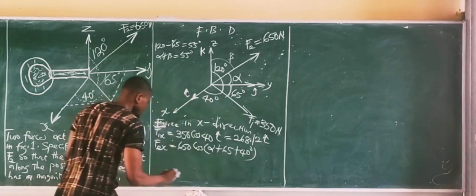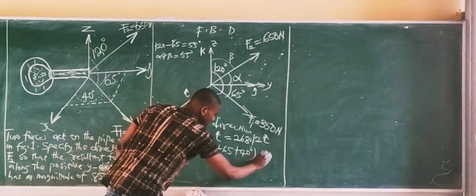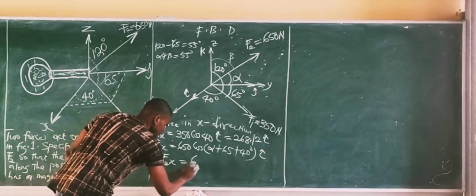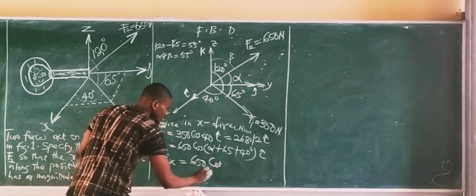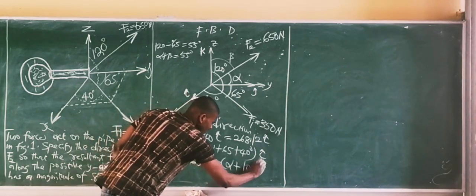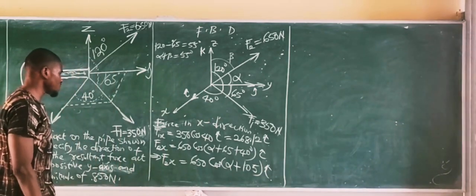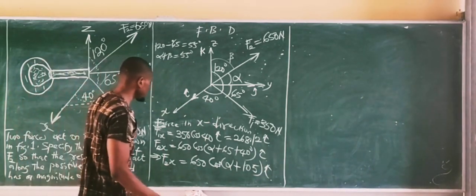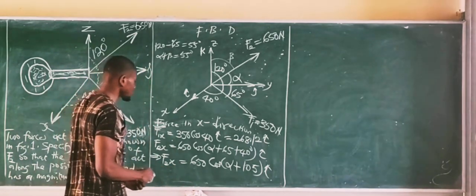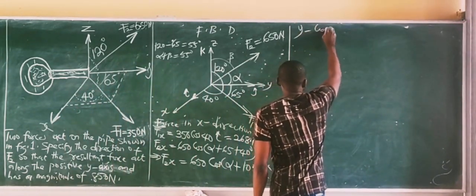40 degrees. Okay? So that means that cos F2 in the x direction, remember x is I, is now equal to 650 cos alpha plus 65 plus 40, which gives us 105 degrees in the I direction. So that is cos F2 in the x direction. Okay? The next is to find the y component of force. So let's find the force in the y direction.